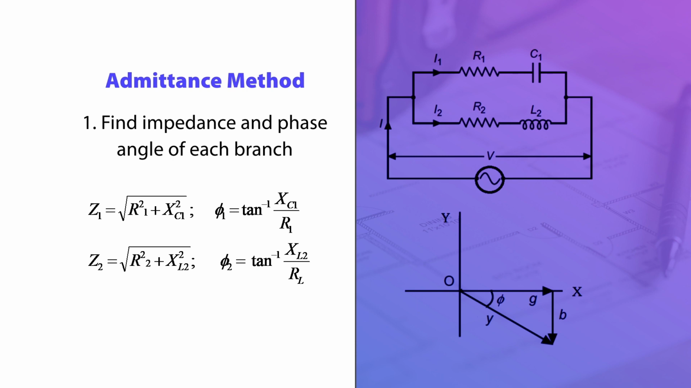Similarly, you have to calculate the impedance of branch 2. The impedance of branch 2, which has resistance R2 and inductance L2, can be calculated as Z2 is equal to under root R2 square plus XL2 square. And the phase angle in branch 2 can be calculated as phi 2 is equal to tan inverse XL2 upon R2, where XL2 is equal to omega L2, that means 2 pi FL2.